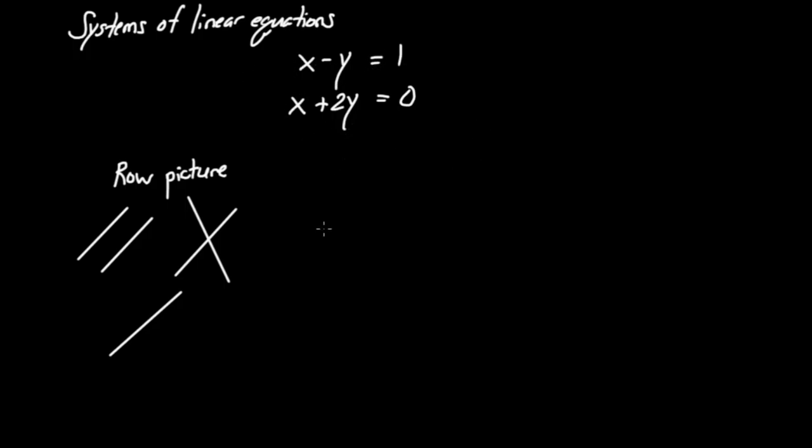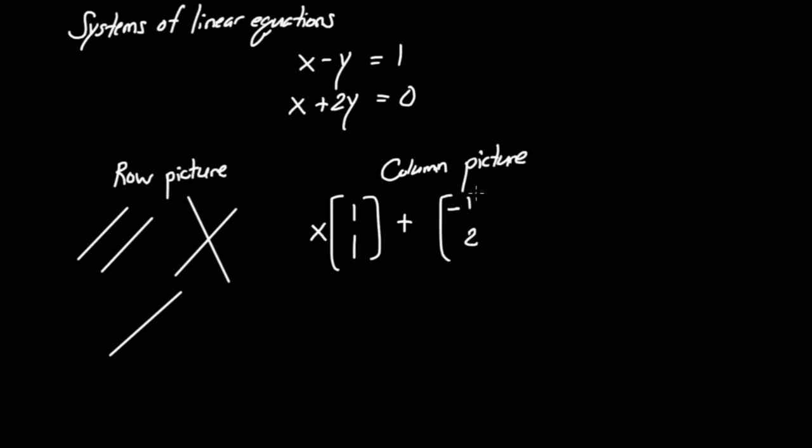We also have what's called the column picture, where we're going to read off column vectors in columns. So we're going to read off the first column, the coefficients in the first column, which is 1, 1. So I have the column vector 1, 1. Both of them are being multiplied by x, so I'm going to yank the x out front. So we have x, the scalar, times the vector 1, 1, added to the second column vector, which is going to be minus 1, 2. And now that's being multiplied by y, so I'm going to yank the y out, is equal to the third column vector, which is 1, 0.